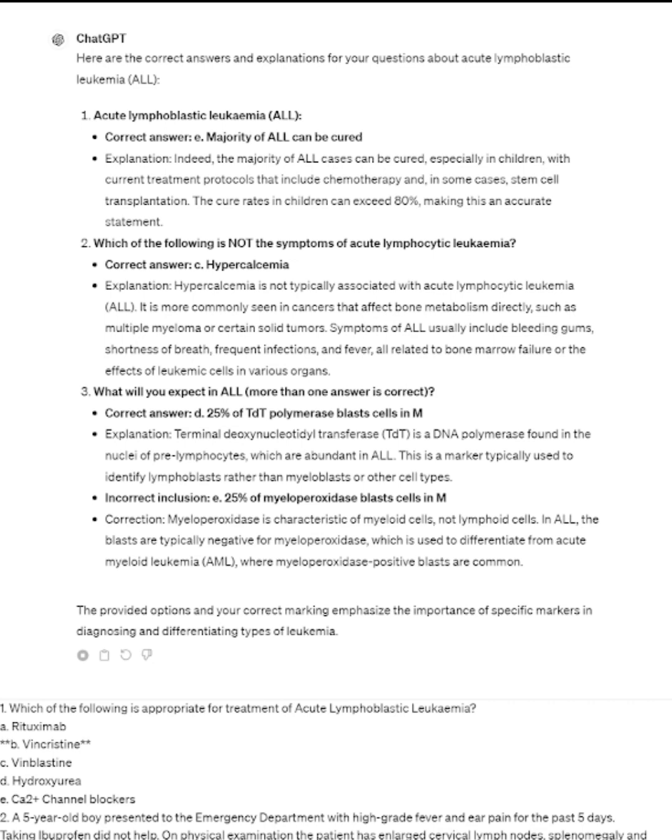Incorrect inclusion. E. 20% of myeloperoxidase positive blast cells in marrow. Correction. Myeloperoxidase is characteristic of myeloid cells, not lymphoid cells. In ALL, the blasts are typically negative for myeloperoxidase, which is used to differentiate from acute myeloid leukemia, AML, where myeloperoxidase positive blasts are common. The provided options and your correct marking emphasize the importance of specific markers in diagnosing and differentiating types of leukemia.